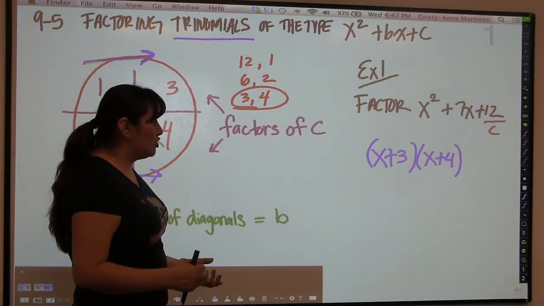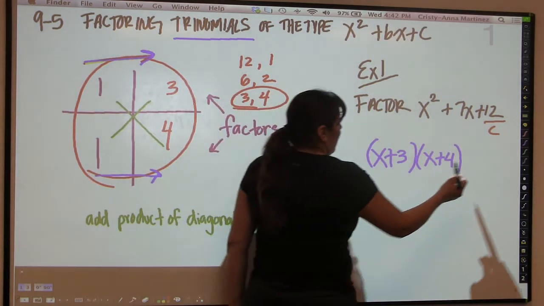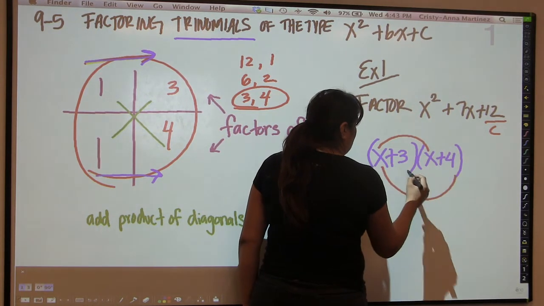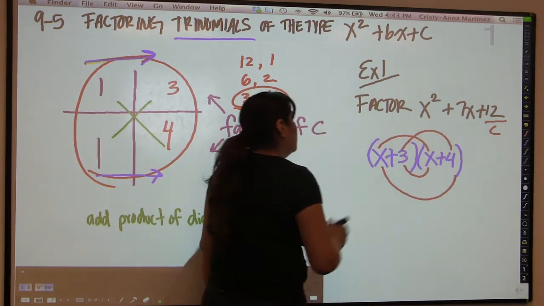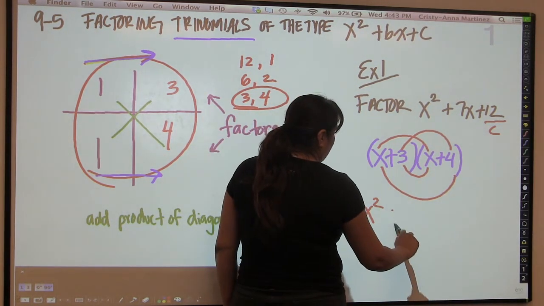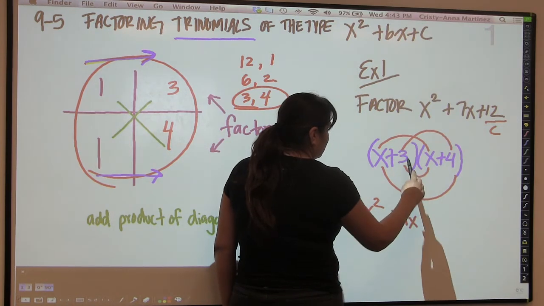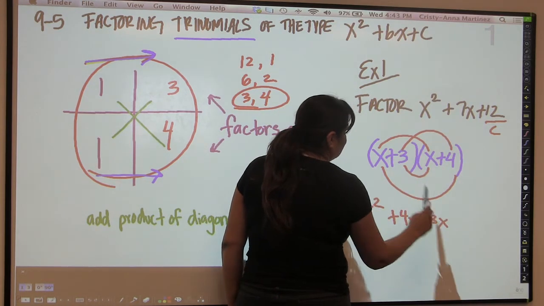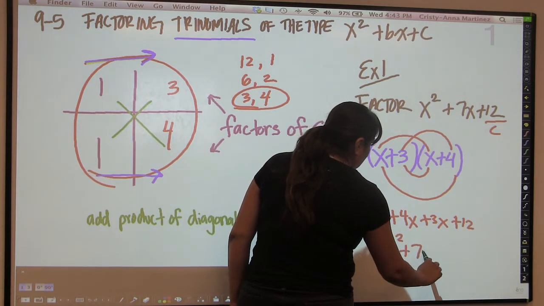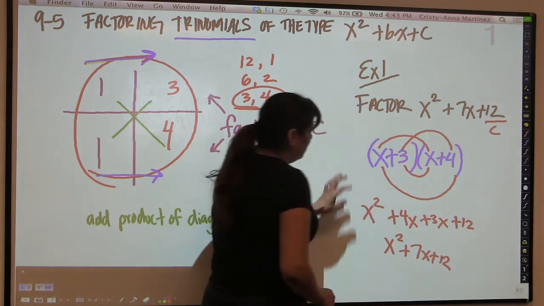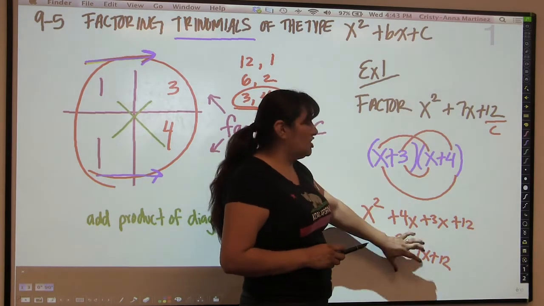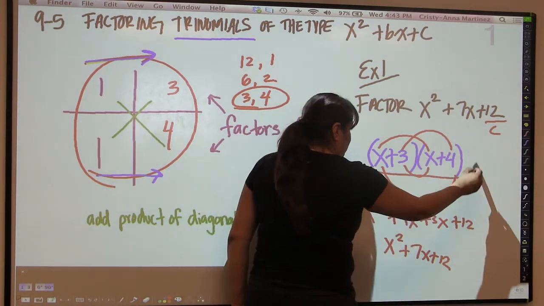If you're wondering if that's true or not, you can check your work by going backwards. We have already learned how to FOIL. First times first, outside times outside, inside, inside, last, last. So, first times first, x squared. Outside times outside, positive 4x. Inside times inside, positive 3x. And last times last is positive 12. Which is in fact x squared plus 7x plus 12. So when I FOIL back, I get the exact same problem that I had to begin with. Okay, this is just checking your work, but this is the actual answer right here.